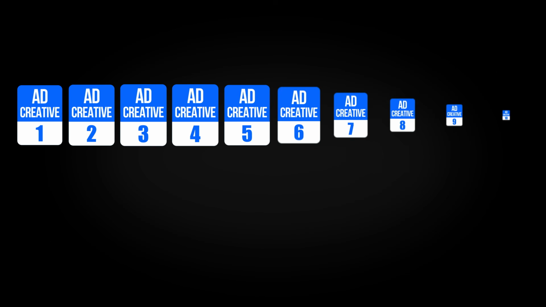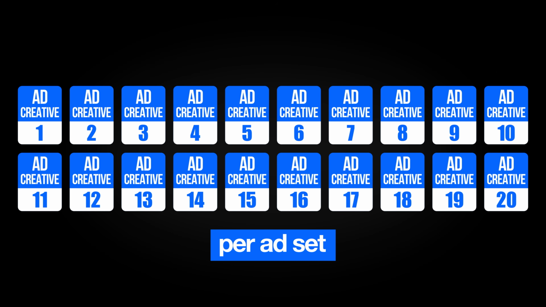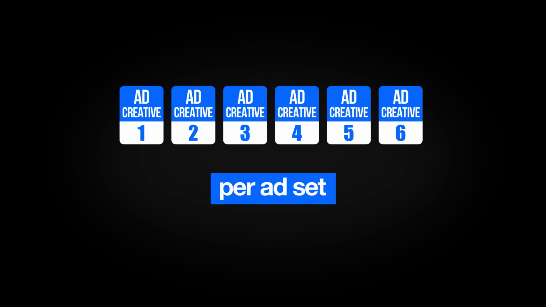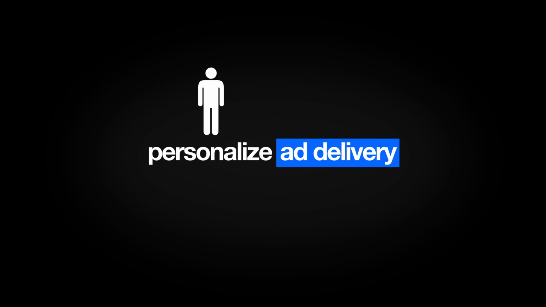We now aim for 20 different ad creatives per ad set. We used to be limited to 6, that's what Meta used to recommend, but post Andromeda, things have really changed. Meta is now prioritizing creative diversity. They want lots of different ad creative in the same ad set because it allows them to do a few different things. Firstly, it allows them to personalize ad delivery.